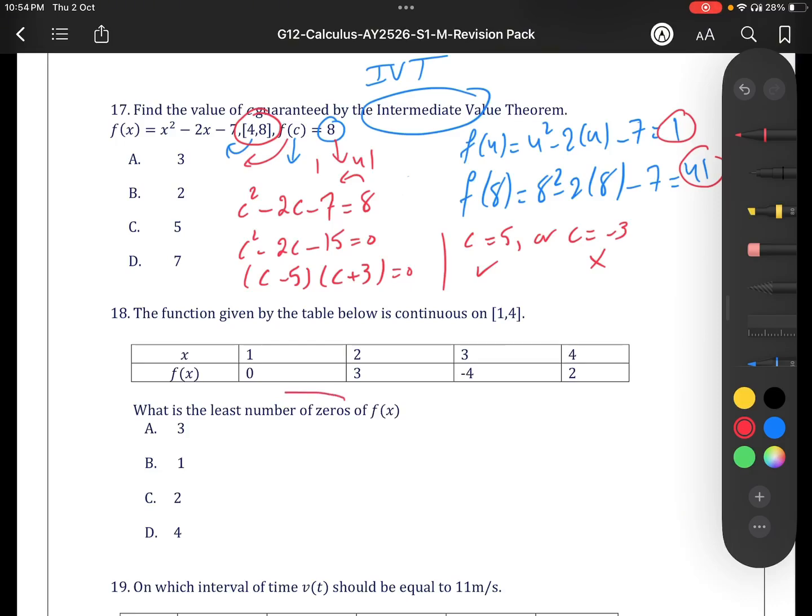What is the least number of zeros for number 18? It depends on changing the signs of f of x. So from positive to negative, the function might have 1, 0. From negative to positive also we might have 1, 0. Plus already the function here at x equals 1 is 0. So possibly the least number of zeros is 3.